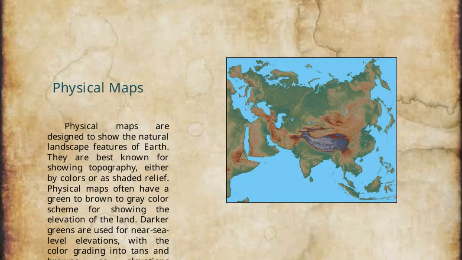Physical maps are designed to showcase Earth's natural landscape features. They are especially known for illustrating topography, which is often represented through colors or shaded relief to give a sense of elevation and terrain. When you look at a physical map, you'll notice a color scheme that typically ranges from green to brown to gray. This gradient helps us understand land elevation at a glance.